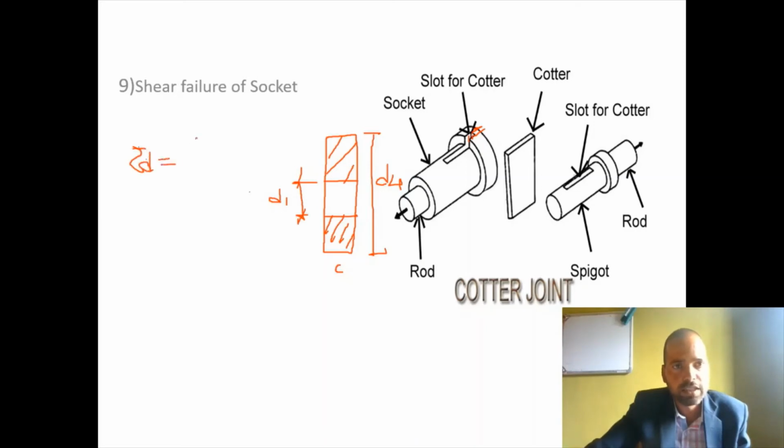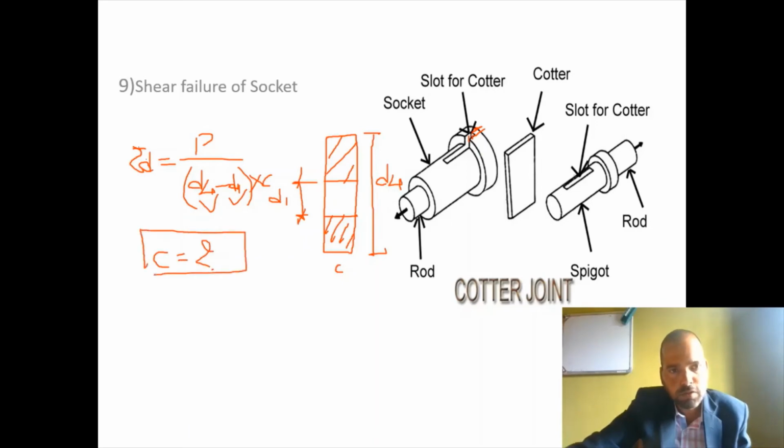This is which kind of shear? Direct shear, so applied force divided by shear area. So what is shear area? It's a rectangle here, so it is equal to d4 minus d1 into C. In this, d4 is known, d1 is known, and the only unknown is dimension C, that is the distance from the slot to the end of the collar. This distance is equal to C. So this much is the shear failure of the socket.